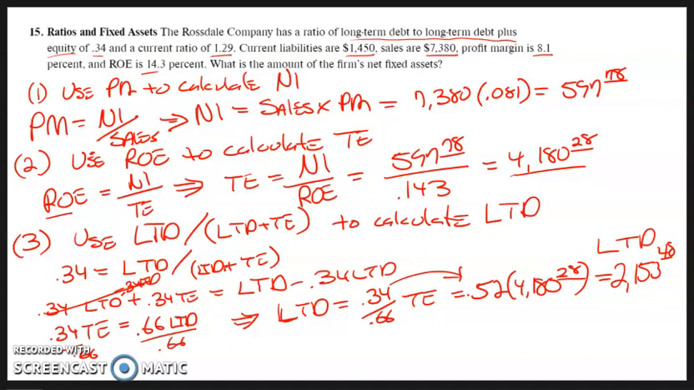So we can calculate our total assets. We're going to take our long-term debt plus our current liabilities, that's 1,450, and then our total equity, 4,180.28. We add those three up, and we get 7,783.76.